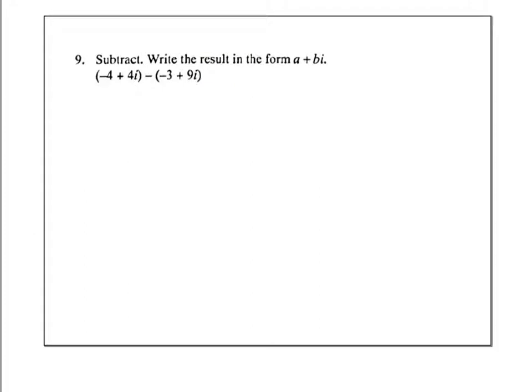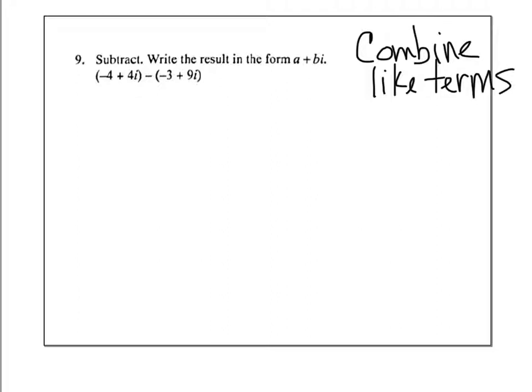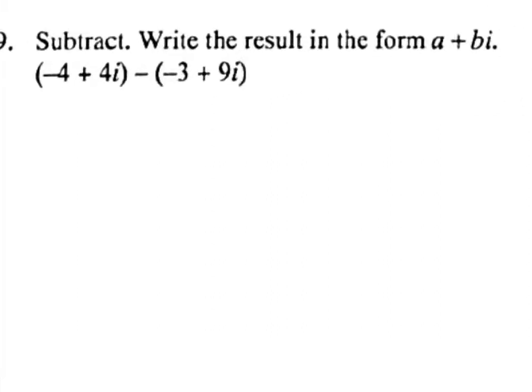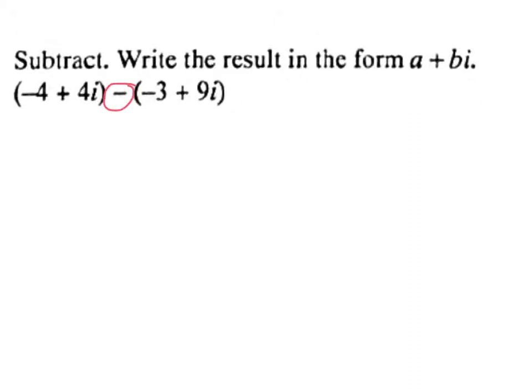In question number 9, we're told to subtract, and then it tells us to write it in the form where the real part comes first and the imaginary part second. Well, the biggest thing with this is we're going to be combining like terms. Anytime it's add or subtract, that's all we're doing. Before I can combine like terms, I have to take that negative sign and distribute it. So I'm going to make this a plus, which changes that negative 3 to a positive, and the positive 9i to a negative. And now I can combine my like terms.